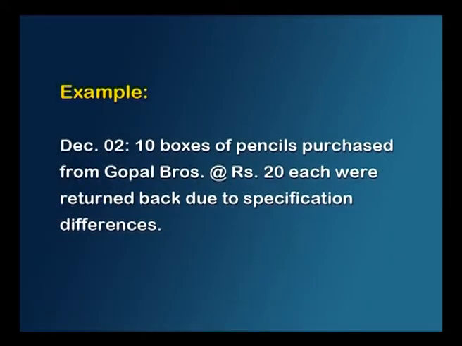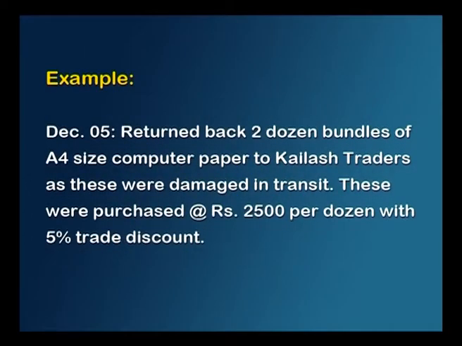First transaction is December 2, where 10 boxes of pencils purchased from Gopal Brothers at the rate of 20 each were returned back due to specification differences. And then there is a transaction of December 5, where the firm has returned back 2 dozen bundles of A4 size computer paper to Kailash Traders as these were damaged in transit. These were purchased at the rate of 2500 per dozen with 5% trade discount.